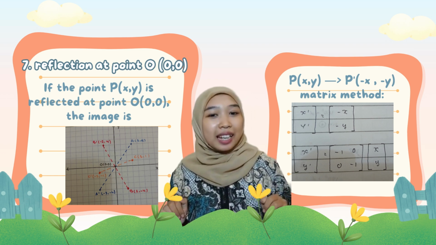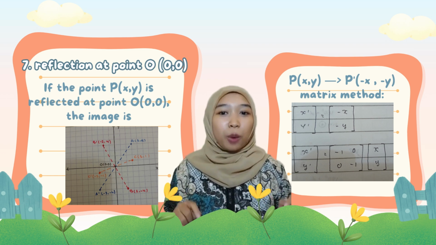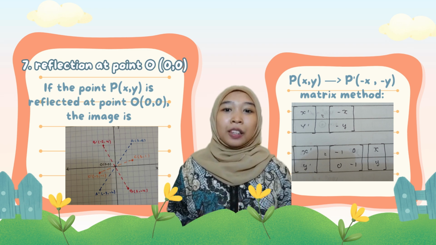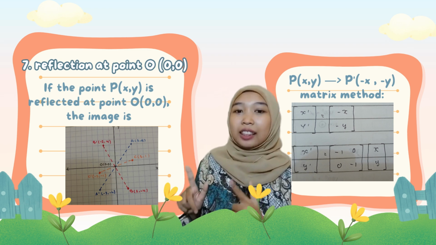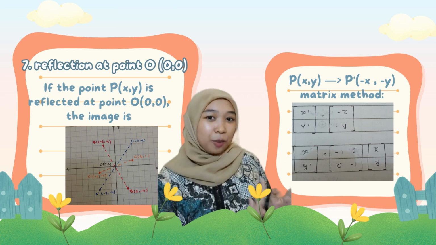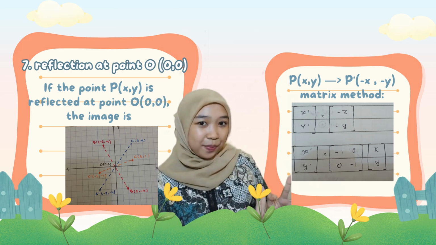Therefore, the reflection of the point (x, y) across the origin is (-x, -y). The image for the reflection at the origin is like this, and this is the transformation matrix.